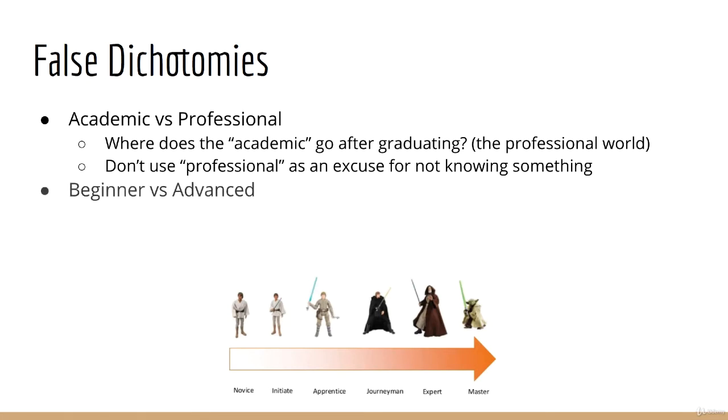Beginner versus advanced is also a false dichotomy. First of all, nobody can even agree on what beginner or advanced even means. Is a beginner a senior citizen who can't turn on a computer? Or is a beginner someone who has a PhD in physics and now wants to get into machine learning?